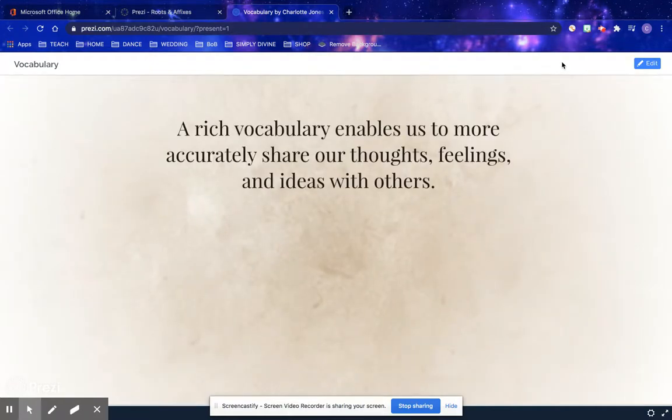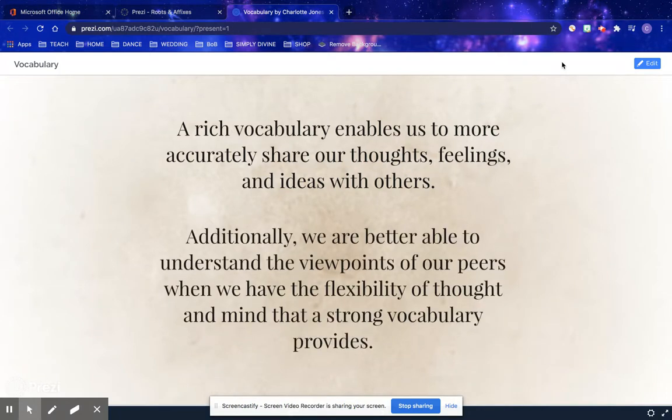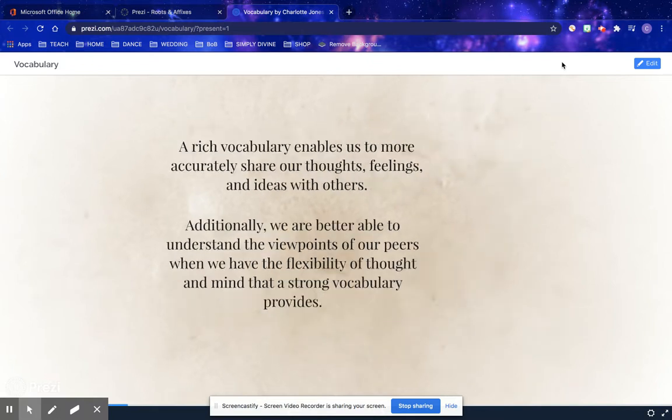Why is vocabulary important? Well, when we have a rich vocabulary, it enables us to accurately share our thoughts, feelings, and ideas with others. If we have more words, then we can explain in more detail how we're feeling, what our opinions are, our viewpoints. We can also understand the viewpoints of others. If we're able to understand those strong vocabulary skills, then we have a better understanding of those around us.